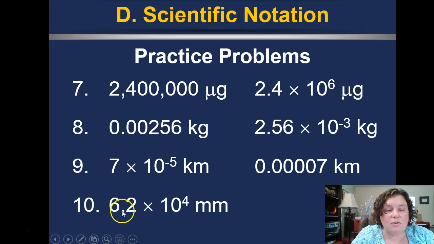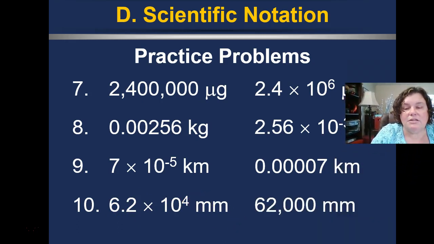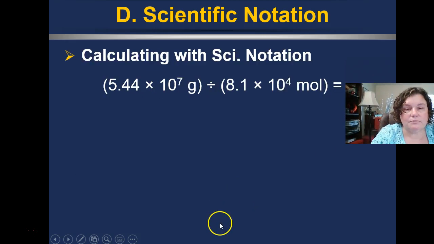Do the same thing for here. If it's a positive exponent, you're going to move to the right. We're going to go 1, 2, 3, 4, and fill in those pockets with zeros, and when we do, we end up with 62,000 millimeters.